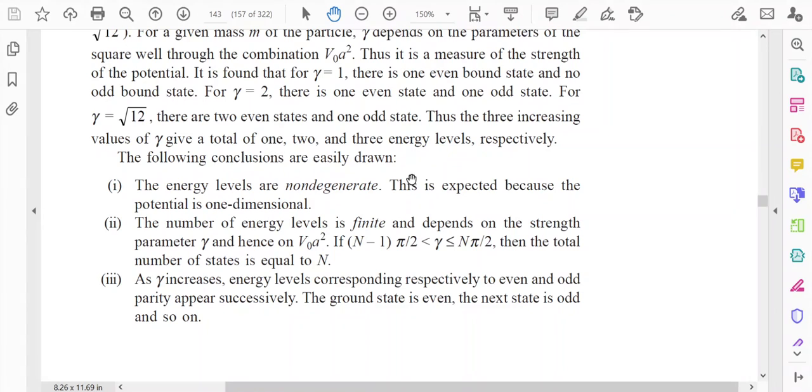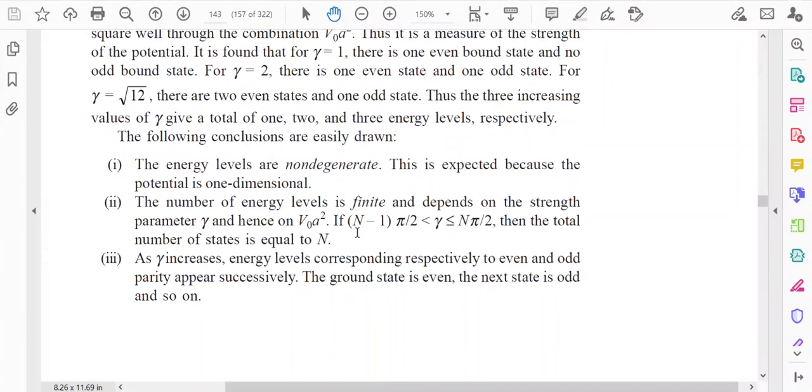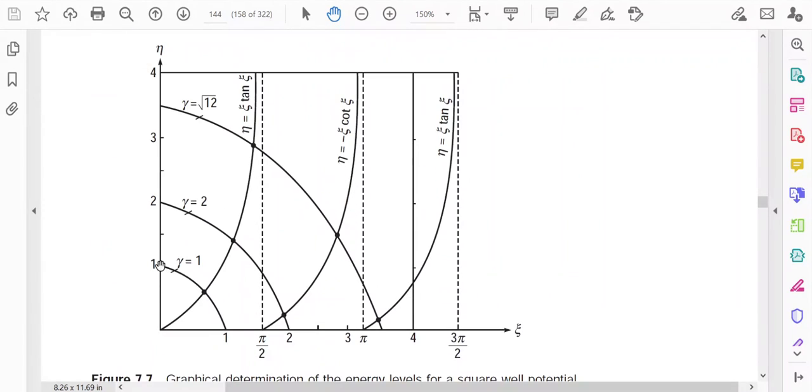So for generalization we can say that for gamma greater than or equal to (n minus 1) times pi by 2 but less than or equal to n pi by 2, the total number of states is equal to n. You can verify this. For example, if we put n equal to 1, then this will be 1 minus 1 into pi by 2, which means 0, and this will be pi by 2. So from 0 to pi by 2, as capital N is equal to 1, the total number of states is 1, because we are obtaining one state in the range 0 to pi by 2, see from the graph.